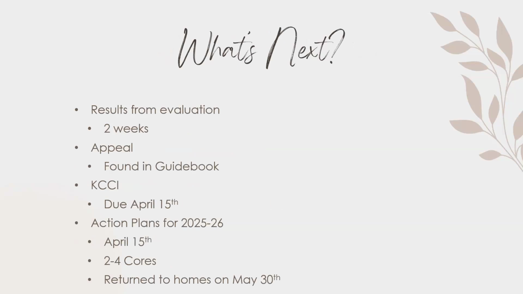So what happens after the evaluation? Usually in about 2 weeks after the evaluation, you should get your results. If there's anything that you don't agree with, or if there's additional information that you thought of after the fact that could change the result, go ahead and do an appeal and submit any additional documentation that you have. The steps for this are found in the guidebook.